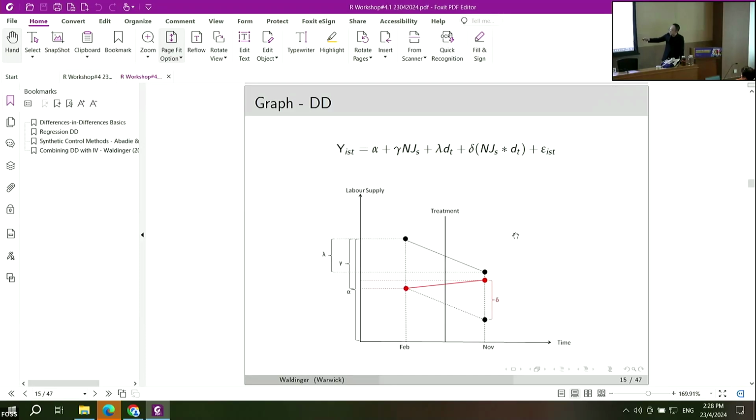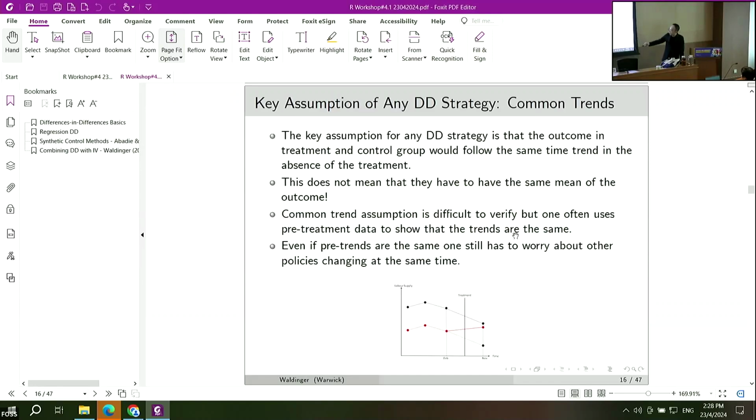Essentially, what we're interested in observing is this is the treatment, this is the control, and then we're looking at the difference in differences, which is represented by the red difference, I guess the red slope of rho.